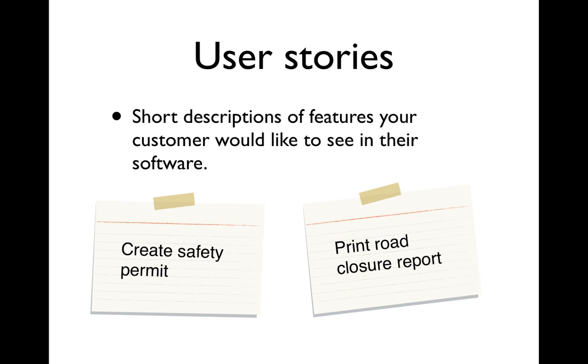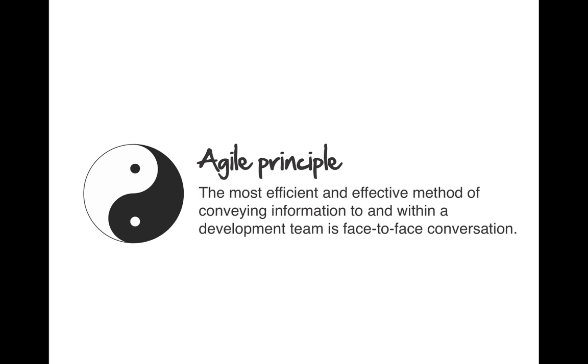Agile user stories are short descriptions of features our customers would like to one day see in their software. They're usually written on small index cards, encourage the deferring of detail until just before the feature is required, and reinforce one of the key principles of Agile delivery, and that is face-to-face communication is the best way to communicate among team members on projects.